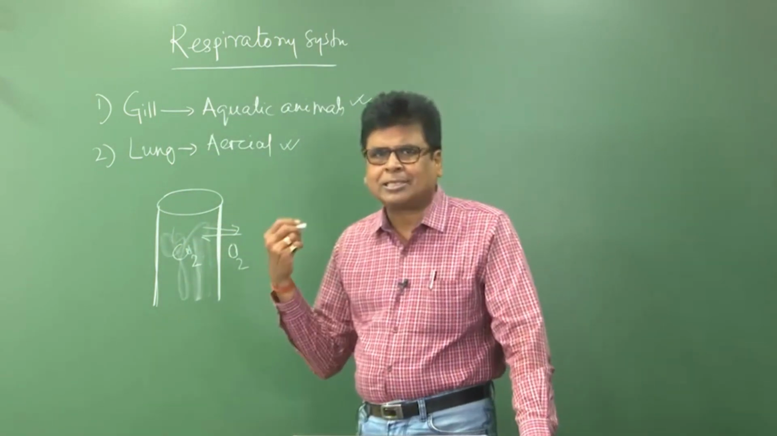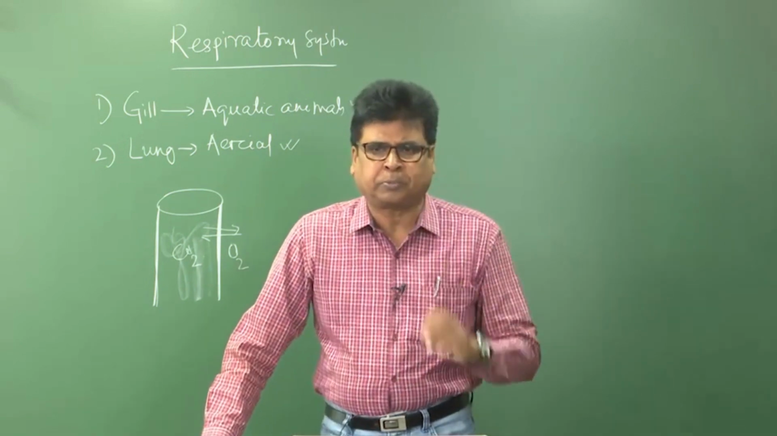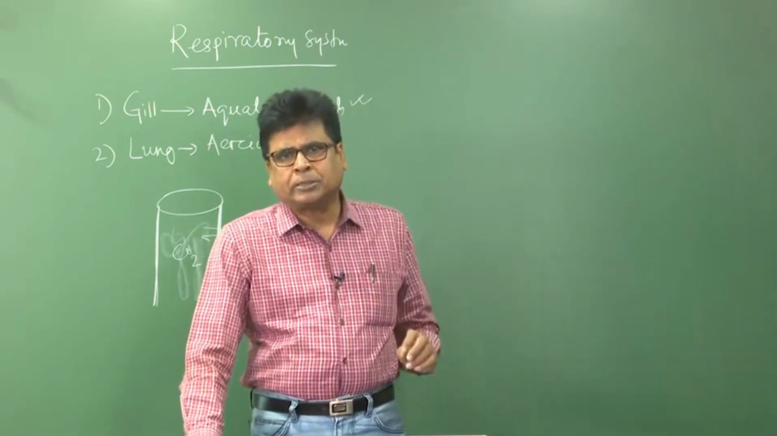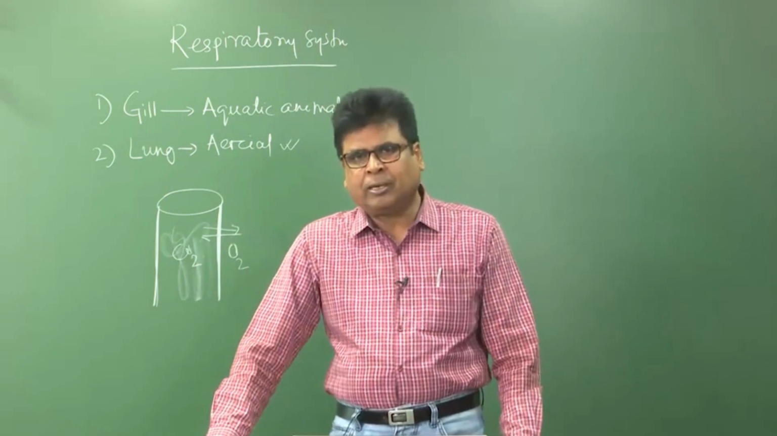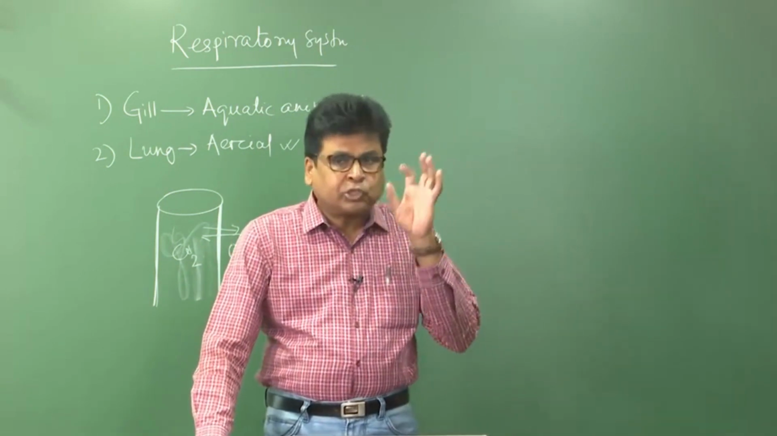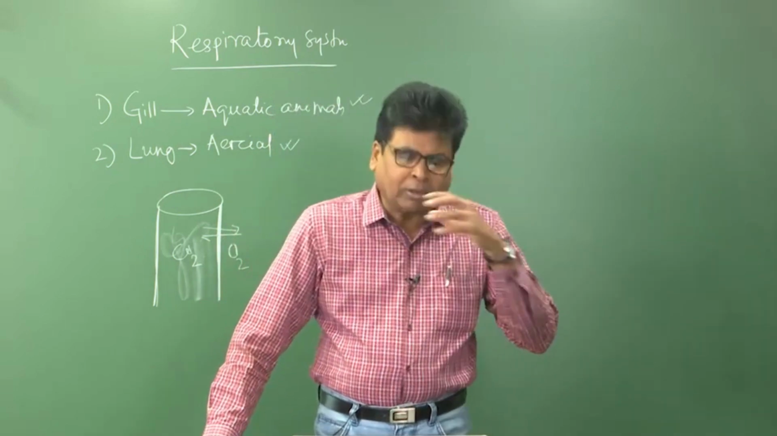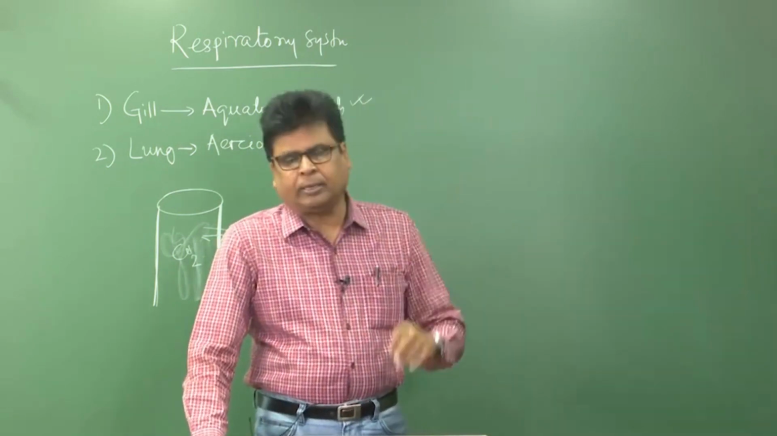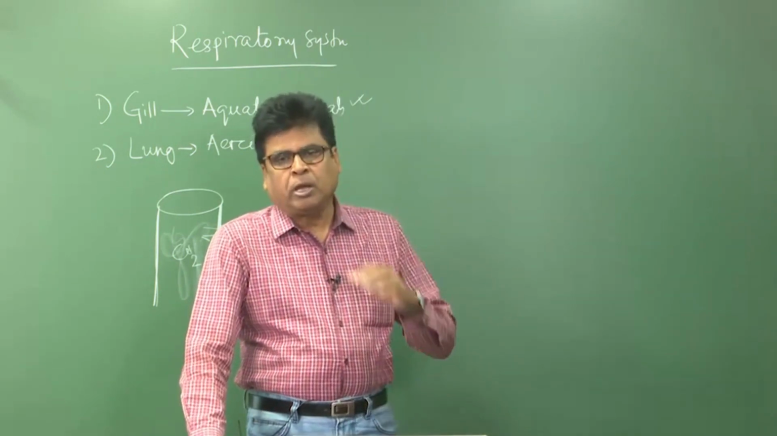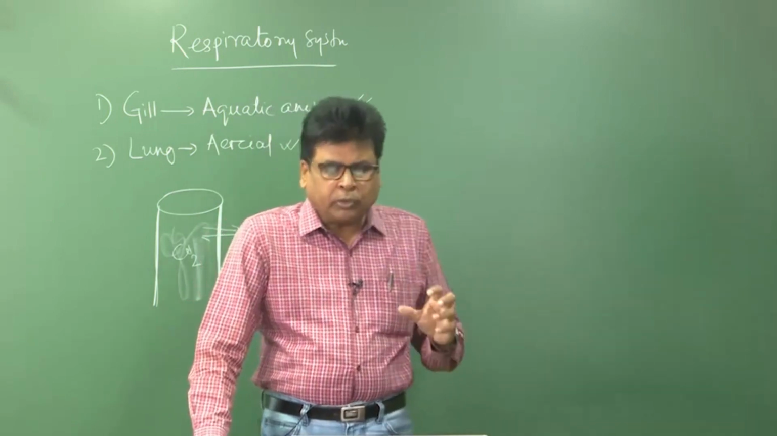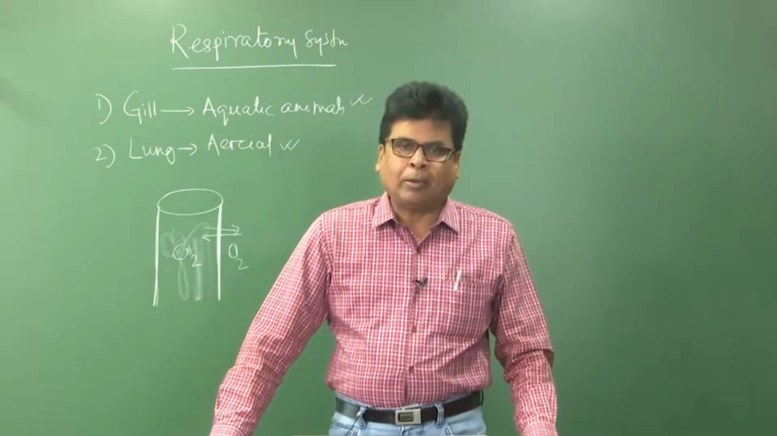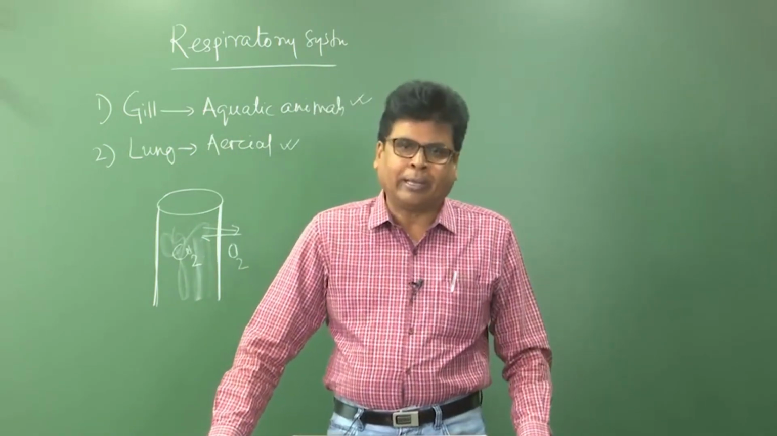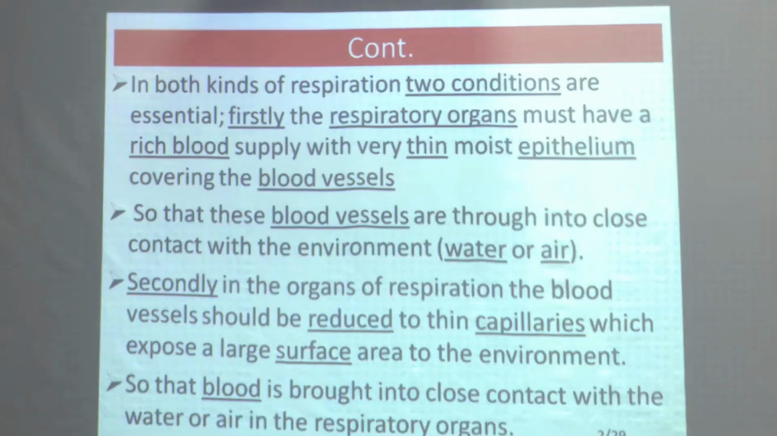So, this is the first requirement. That means in both kinds of respiration, whether this is gill respiration, pulmonary respiration or lung respiration, firstly the respiratory organs must have a rich blood supply with a very thin and moist epithelium covering the blood vessel, so that the blood vessels are in close contact with the environment, whether this is water or air, so that the exchange can be done.